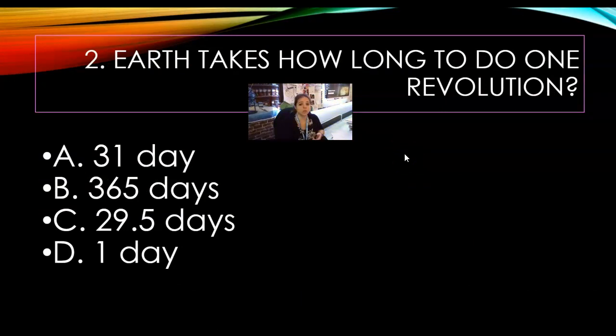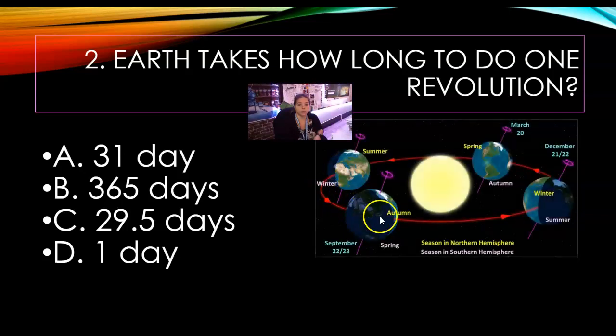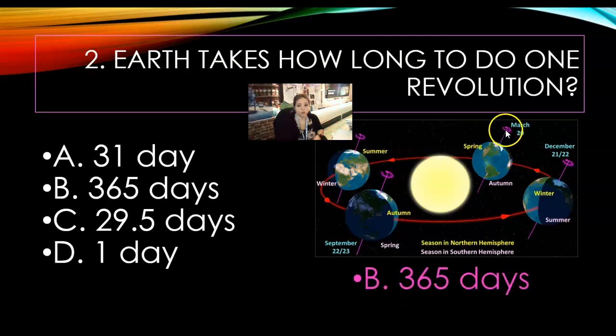Earth takes how long to do 1 revolution? Is it 31 days, 365 days, 29.5 days, or 1 day? A revolution, again, is this big one right here. That is 365 days. The rotation is these little ones right there.